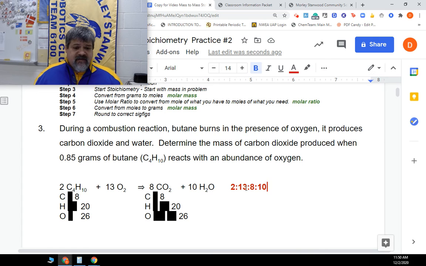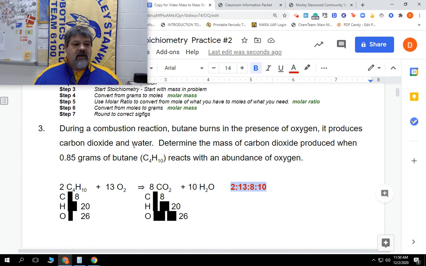Well, because I have this 13 right here, I can't reduce it. I don't have a number that all of them have in common. If it was an even number, we could cut it in half, but we can't do that. So there's our balanced chemical equation. So now we have a balanced chemical equation.